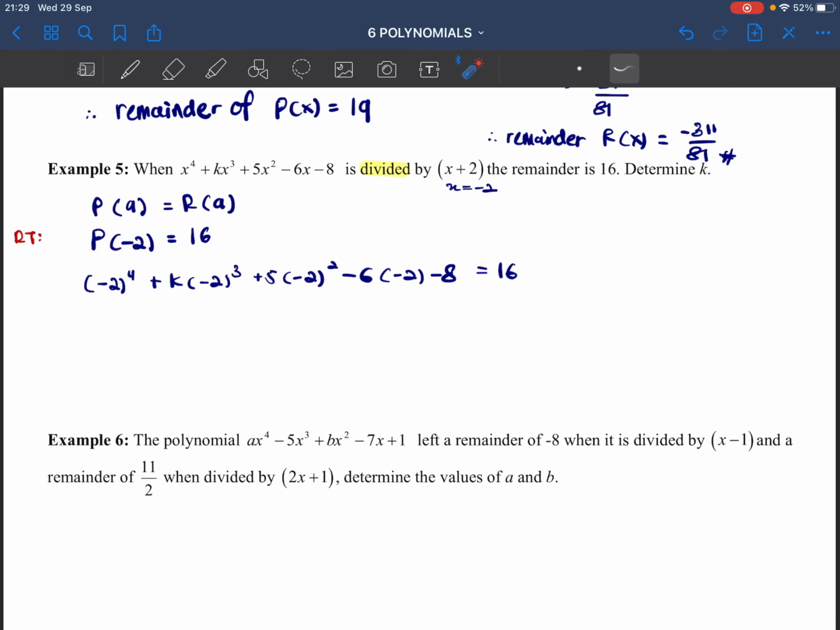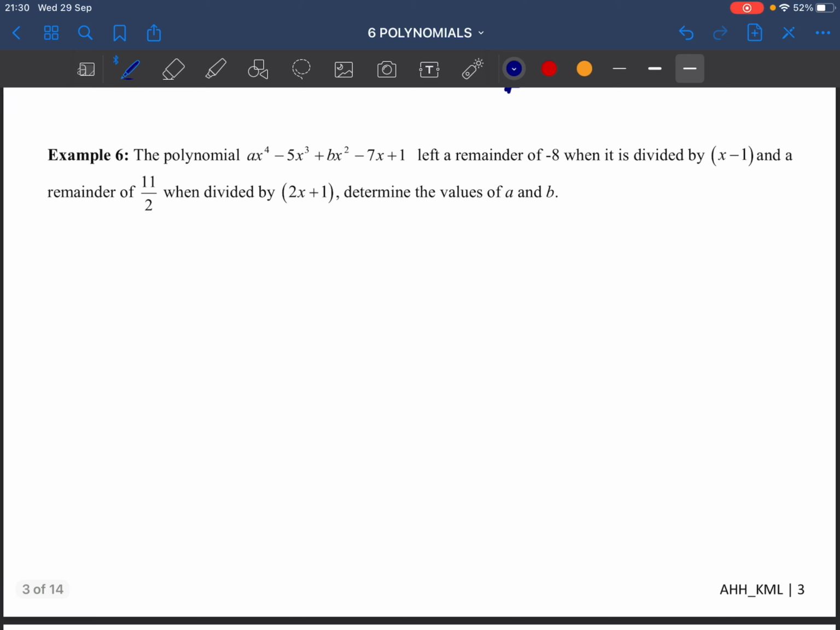16 plus 20 plus 12 minus 8 minus 16 should get 24. Here is 8k, so your k is equal to 3. Okay, so now you can find a constant in your polynomial by using the remainder theorem. Okay, now let's see one more example.